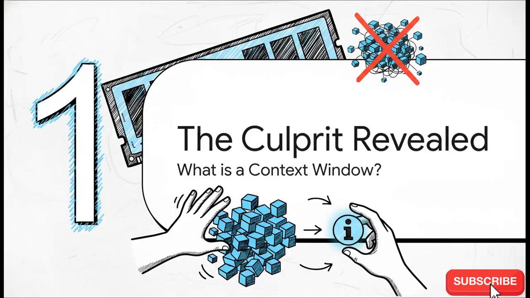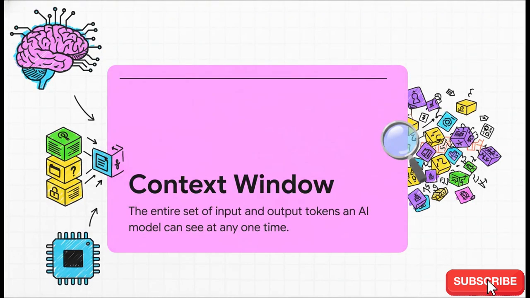All right, so let's pull back the curtain on this thing. What in the world is a context window? So the basic definition is actually pretty simple. The context window is just everything the AI model can see at any given moment. That includes all your inputs, your system prompts, the messages you send, and all of the AI's outputs, so its replies. All of that together, that's the context.